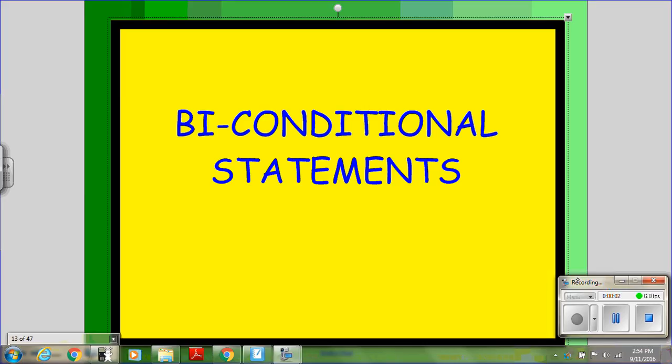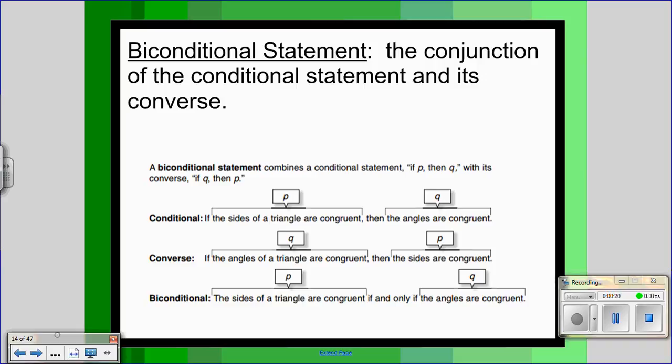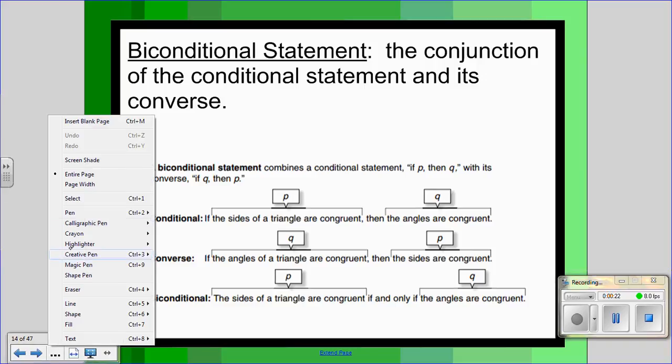Unit 2, Day 2 notes. Today we're going to talk about biconditional statements. A biconditional statement is the conjunction of the conditional statement and its converse. Simply put, you're going to take the original conditional statement and combine it with the converse.